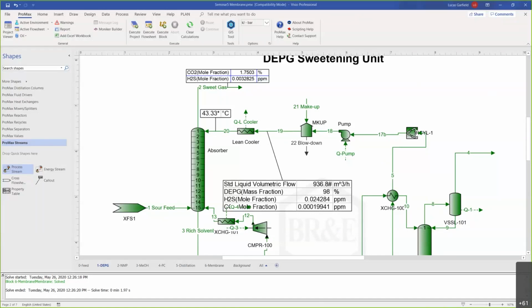But it's like anything else in simulation. There's the expression garbage in, garbage out. If you've got the correct permeability and the correct feed, then the results that you're going to get are going to be very, very good.